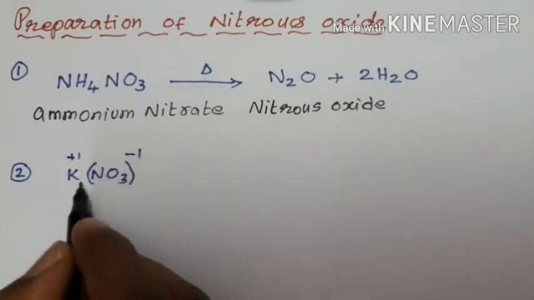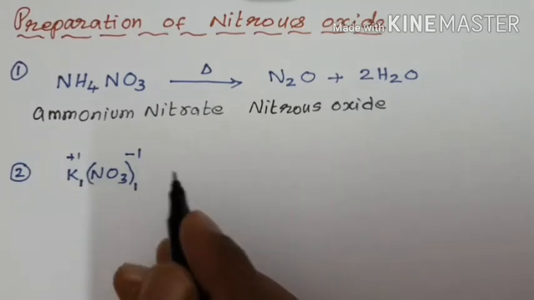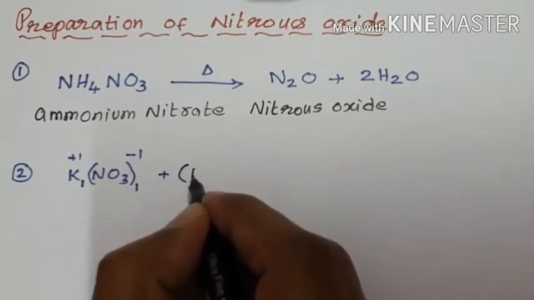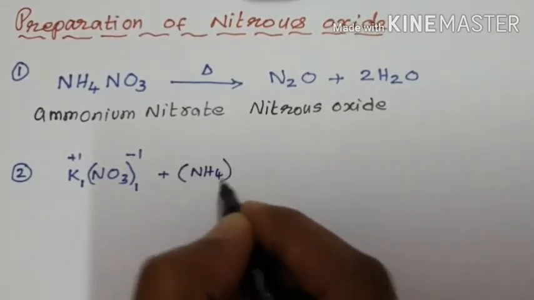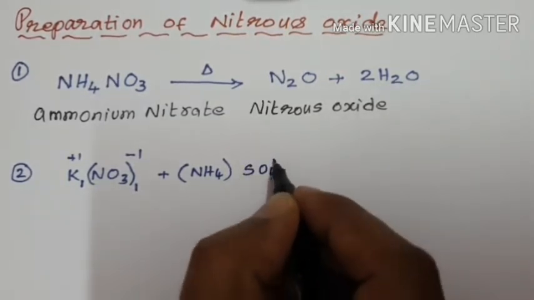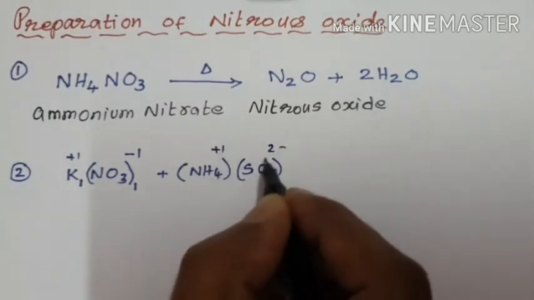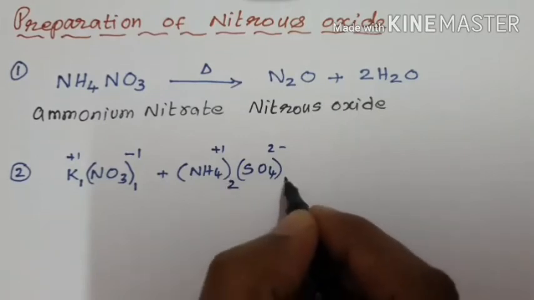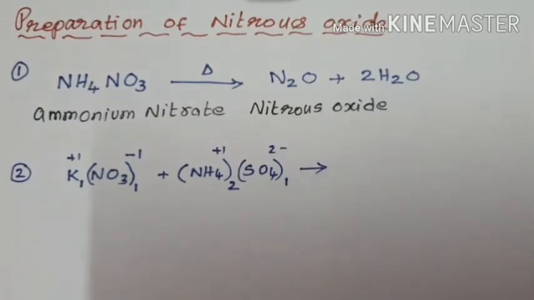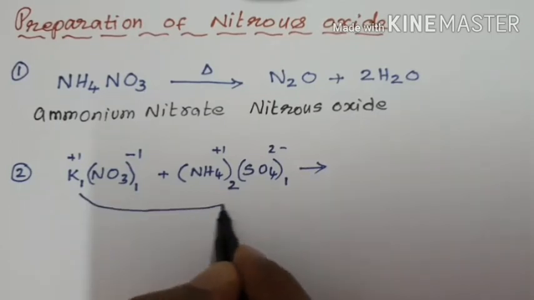When you write in class, you will get the molecular formula. This one is potassium, this one is nitrate. It undergoes reaction with ammonium sulfate, NH4 and SO4. Sulfate valency is 2 minus, ammonium is 1 plus. So you know how the product is formed: this plus combines with this minus.